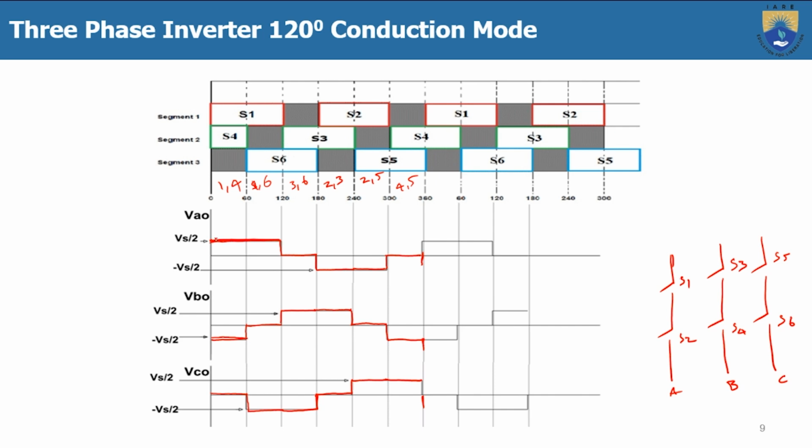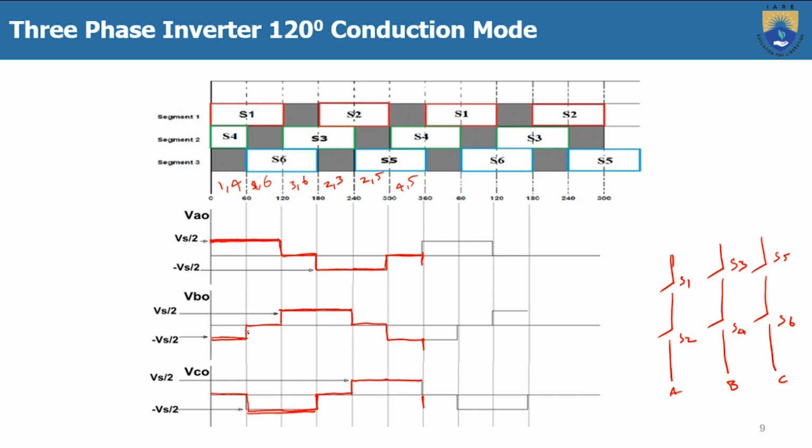So 120 degrees. And here also you can see 120. And here also you can see 120. The plus Vs by 2 and minus Vs by 2. Which means first for 120 degrees the output voltage is Vs by 2. And next for the 60 degrees it is 0. And next for the 60 degrees it is minus Vs by 2. And next for the 60 degrees it is 0.